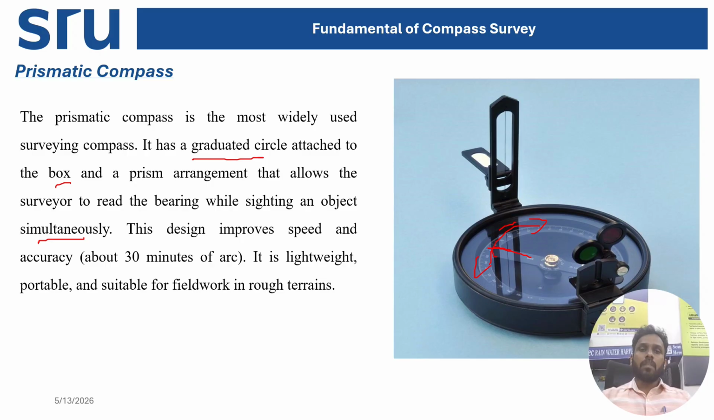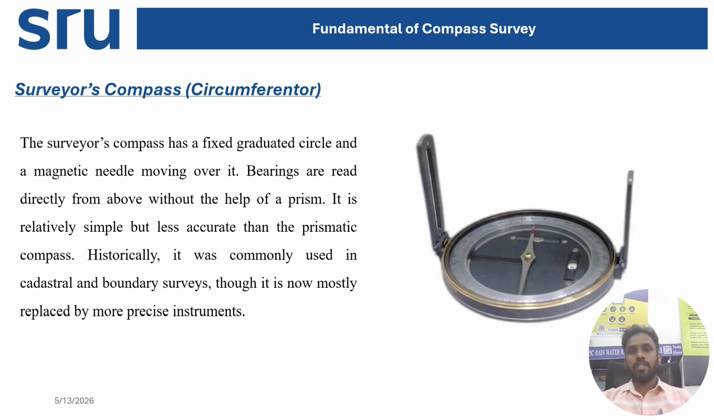So the design improves the speed and accuracy. We can measure about 30 minutes of work because the minimum reading is 30 minutes, right? It is lightweight, as I said, portable and suitable for field work and rough terrain. It is very lightweight and compact equipment used to measure the bearing of a line. So we'll continue to the next one, which is the surveyor compass or circumferentor, right?